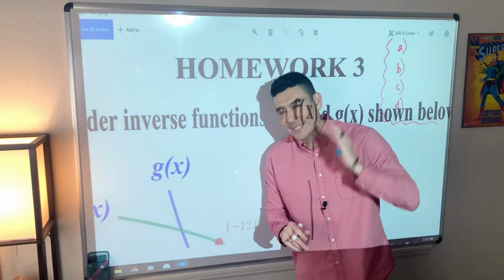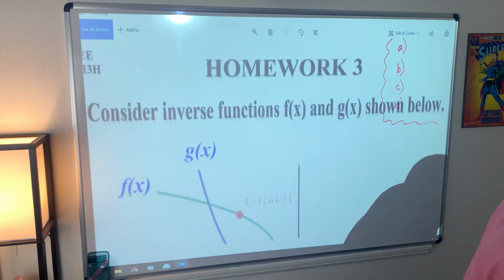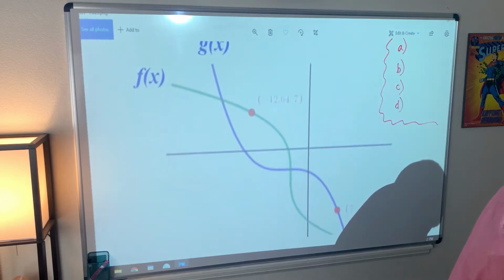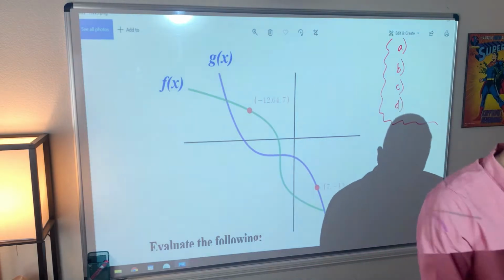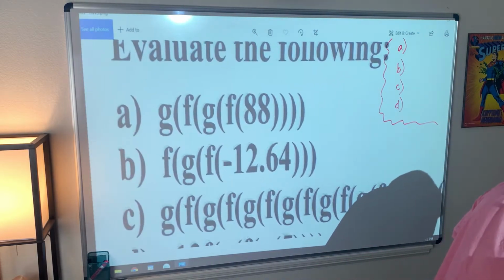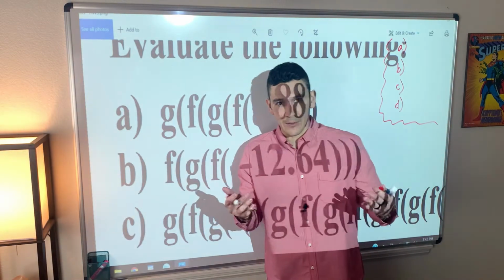All right, guys, so we're taking a look at homework number 3, and they tell us that we have a couple of inverse functions, f and g, shown by this diagram here, and they want us to knock out a couple of parts, so let's see. So for part A, we know that f and g are inverse functions. They undo one another's hard work.